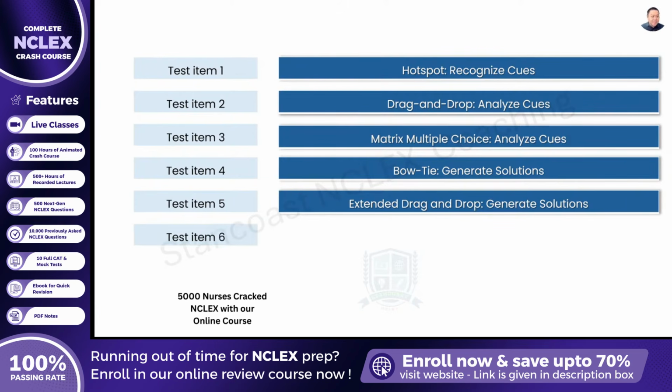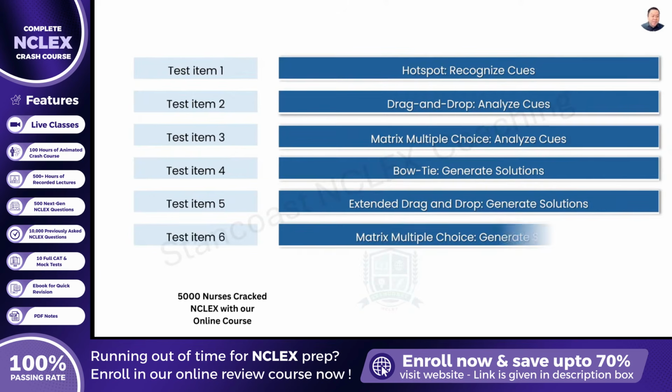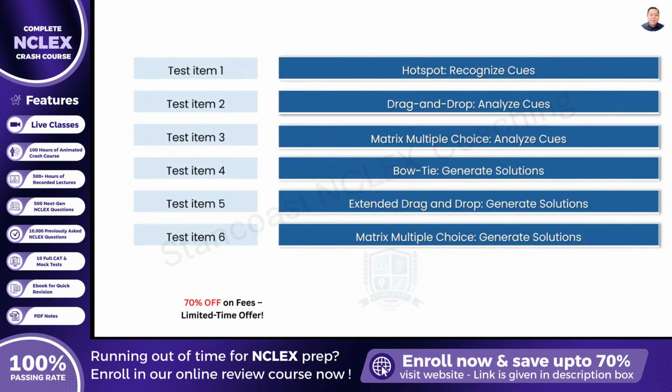And lastly, test item number 6, that was a matrix multiple choice. In that item, you selected those key discharge instructions to prevent future HHS episodes, like a sick day plan or protocol, and frequent glucose checking, while recognizing that lifestyle tips like carb tracking and limiting alcohol are helpful, but secondary. So I hope that helped you in filtering the options in each test item.